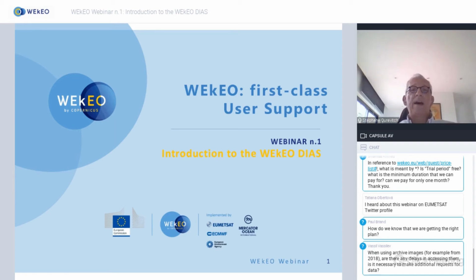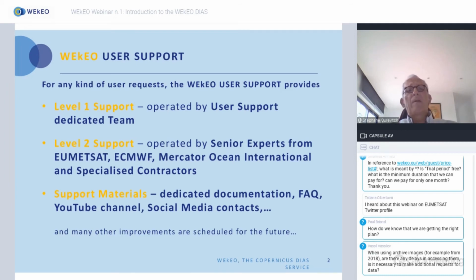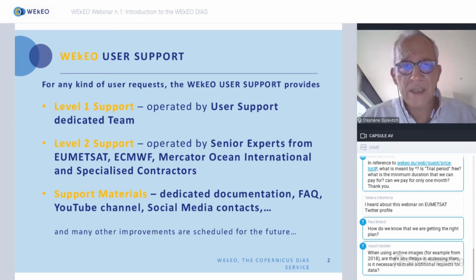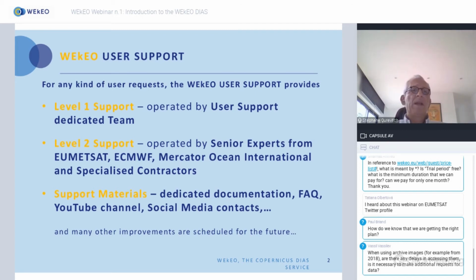Anyway, WEkEO, we have put together a first class user support, and we hope that the users will be satisfied. Basically, how are we organized? We're organized in two levels: a level one support, where you have operators that can answer relatively simple questions when you have issues with your login, you lost your password, technical issues, etc. But there is a very strong team of level two support, which are really top experts in whatever data set, whatever satellite data, whatever model, whatever IT issue you might encounter. And this is another major differentiator, as I said earlier, with other DSs.